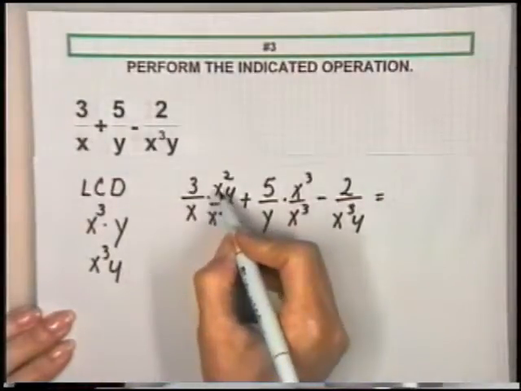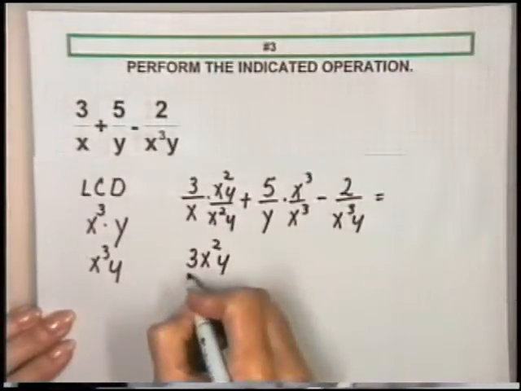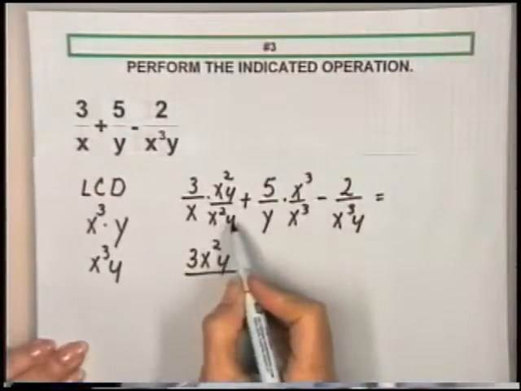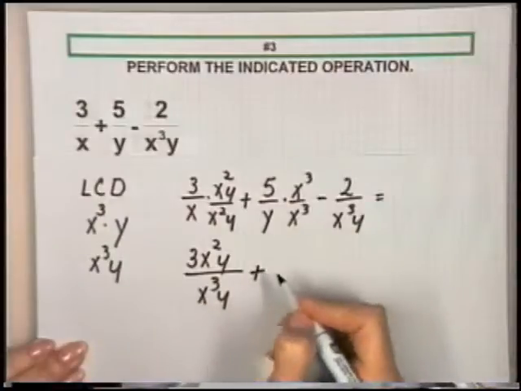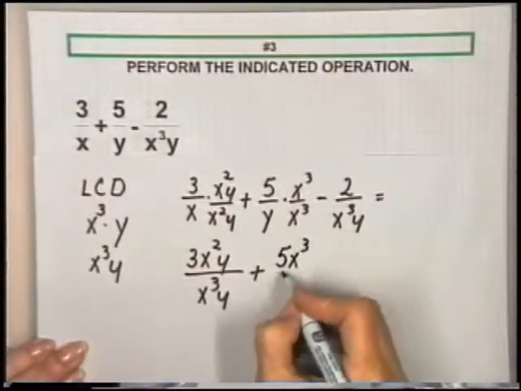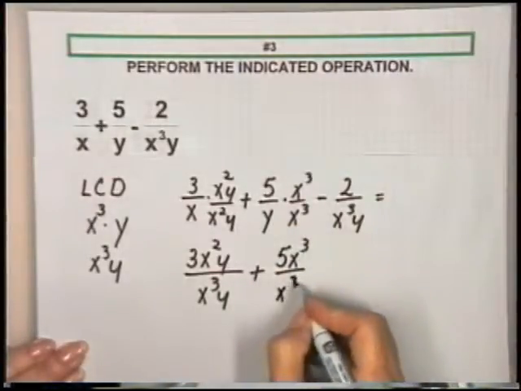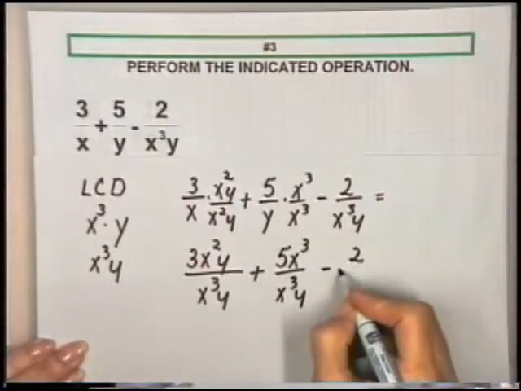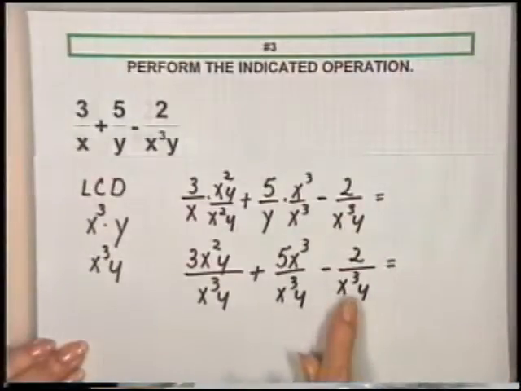On my first fraction, 3 times x squared times y is 3x squared y. In the denominator, x times x squared times y is x cubed times y. Plus 5 times x cubed gives me 5x cubed. In the denominator, y times x cubed is x cubed y. Minus 2 over x cubed y.